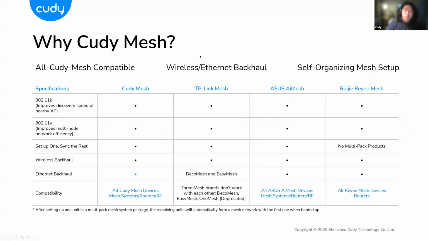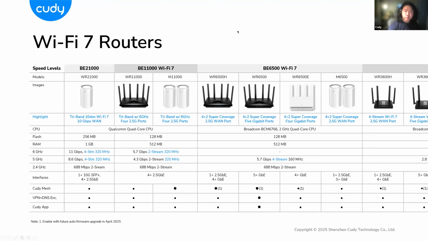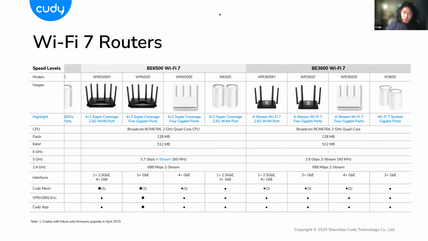Like here, we say Ethernet backhaul, which allows the products to use an Ethernet cable if you connect different nodes. They can establish a more stable connection if you plug them in with an Ethernet cable. And some other brands don't provide such a feature at their lower-end mesh. They only have wireless backhaul, but we provide Ethernet backhaul. Okay, I hope that solved your question.